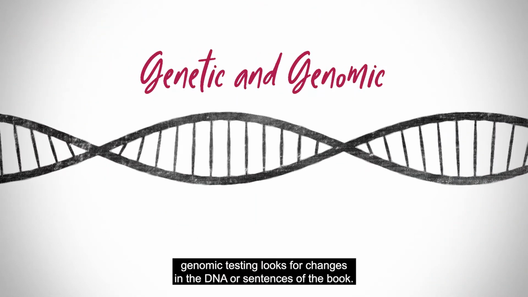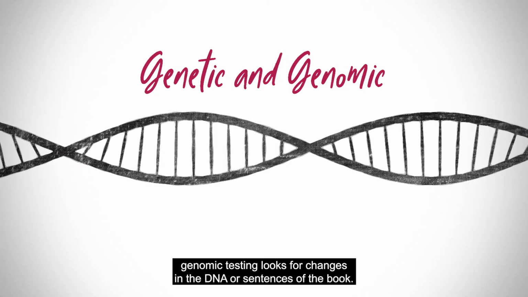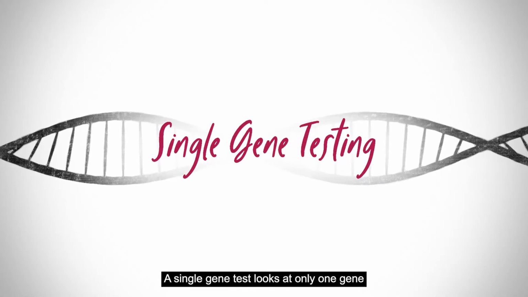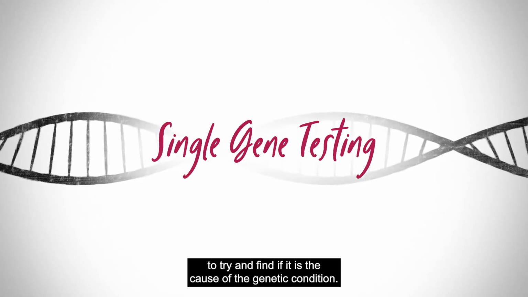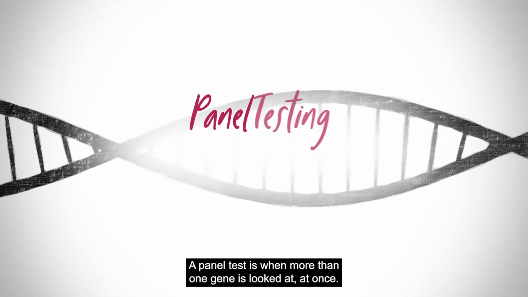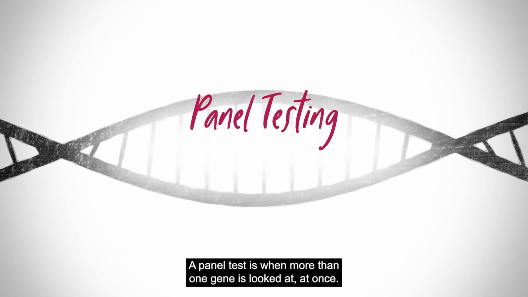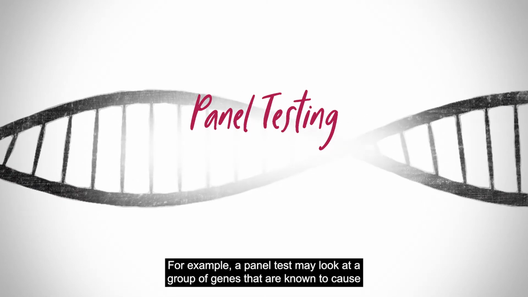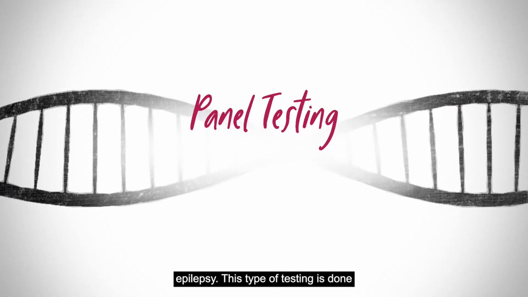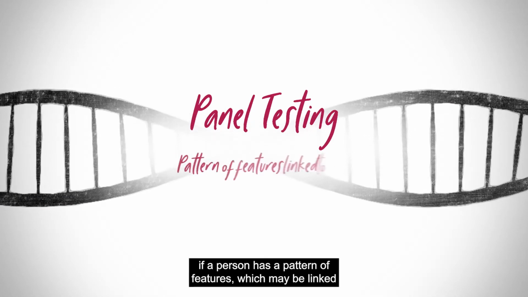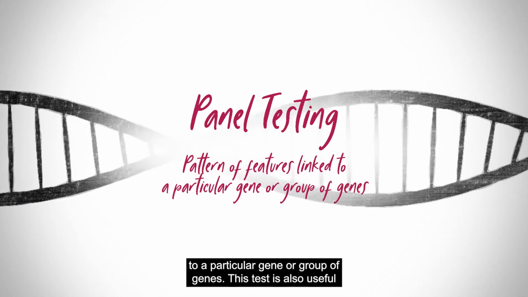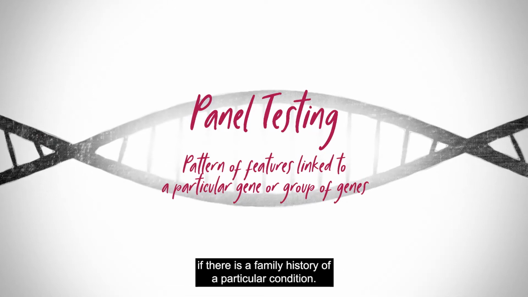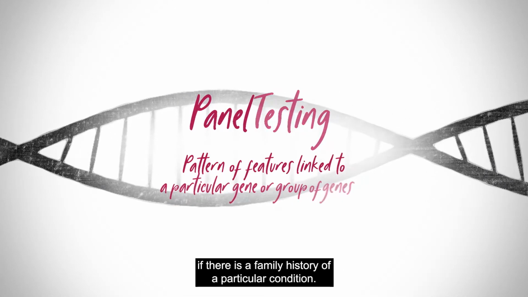Genetic and genomic testing looks for changes in the DNA or sentences of the book. A single gene test looks at only one gene to try and find if it is the cause of the genetic condition. A panel test is when more than one gene is looked at once. For example, a panel test may look at a group of genes that are known to cause epilepsy. This type of testing is done if a person has a pattern of features which may be linked to a particular gene or group of genes. This test is also useful if there is a family history of a particular condition.